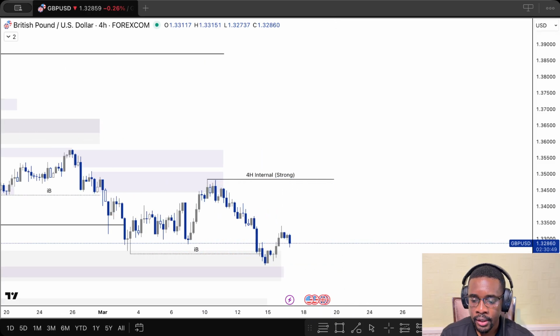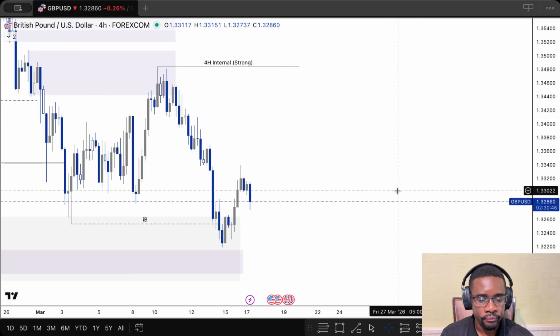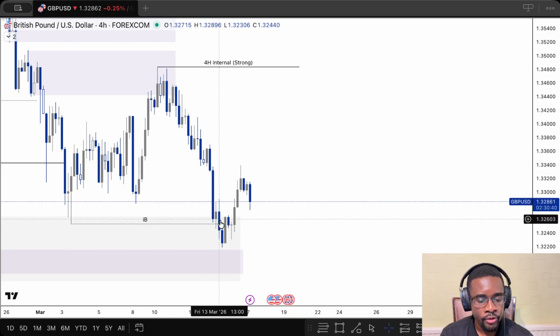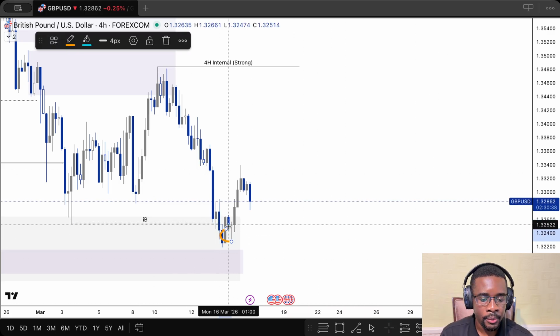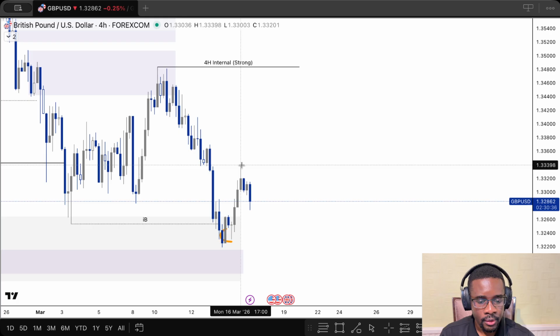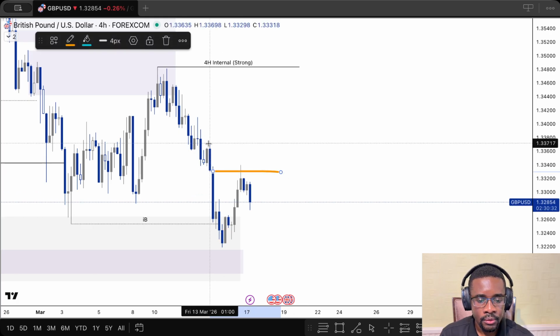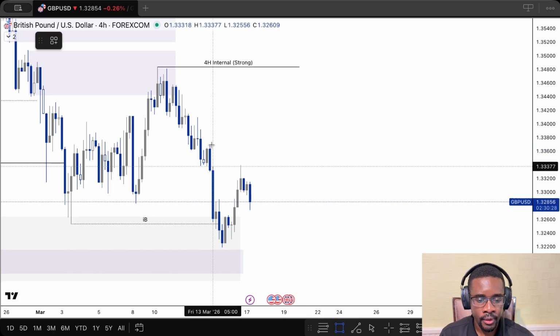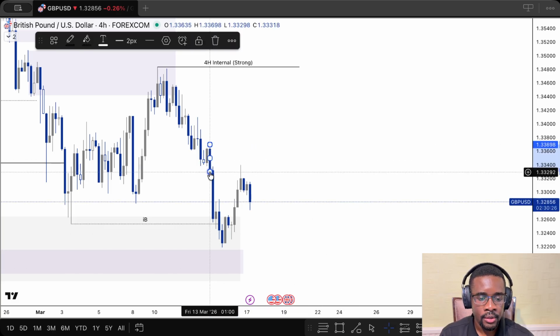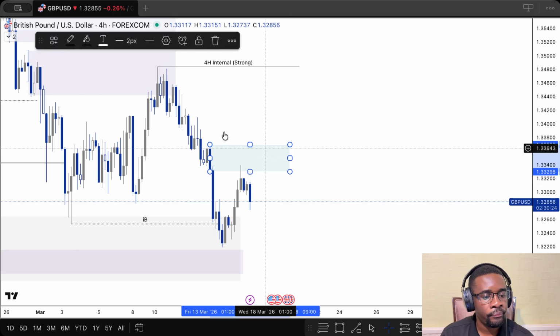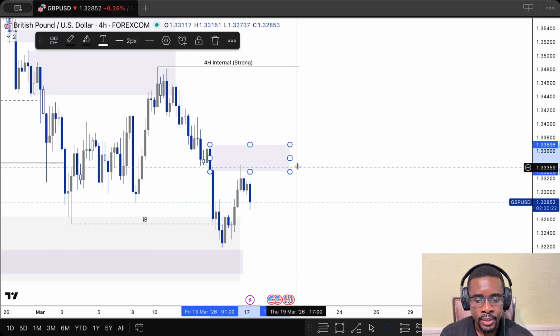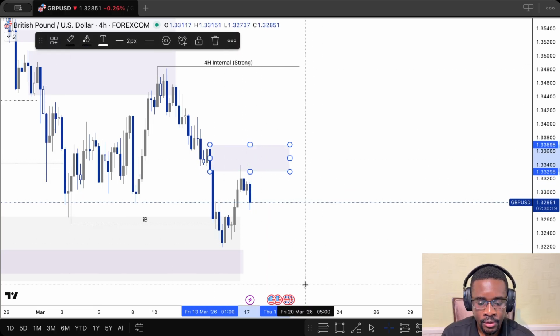So what we're looking at, price is still in discount. After breakout structure, we do expect a pullback. Right there we have an area of supply. This is the decisional that led to the breakout structure. So price has mitigated that, and we are seeing a reaction.